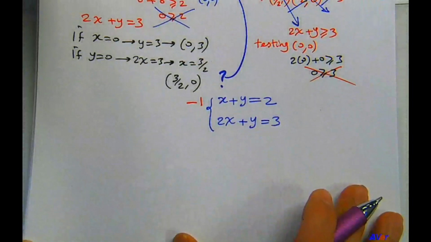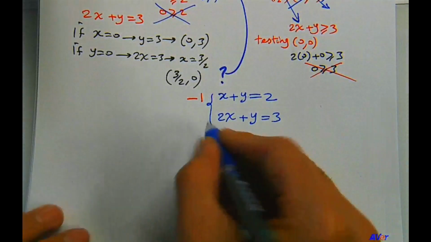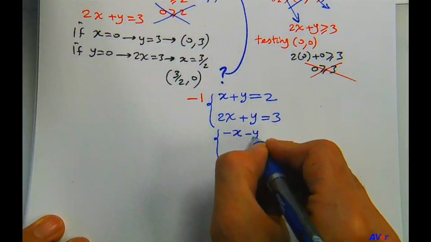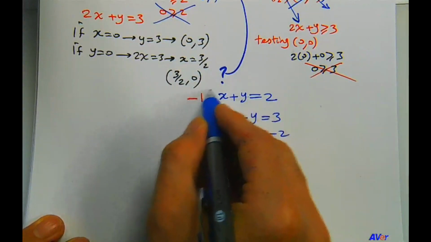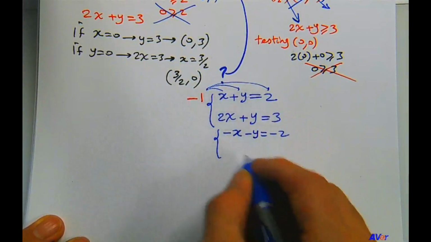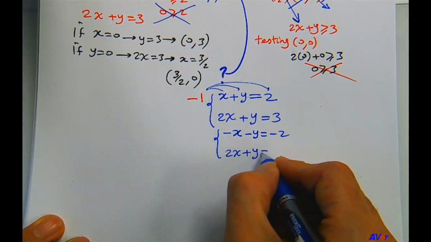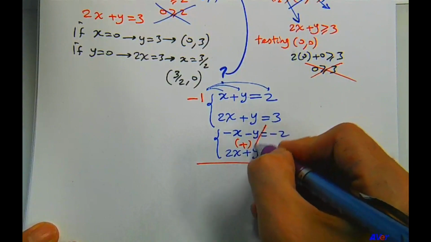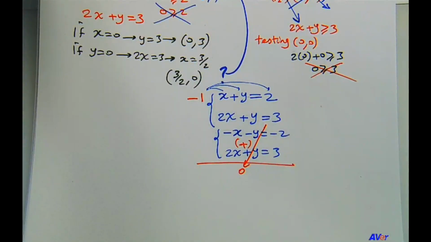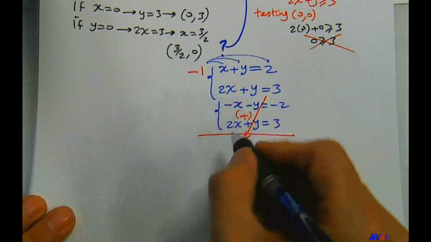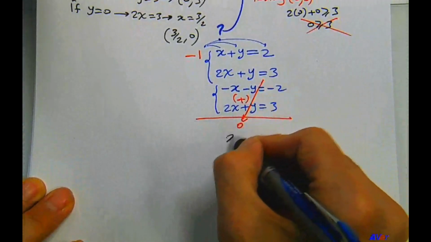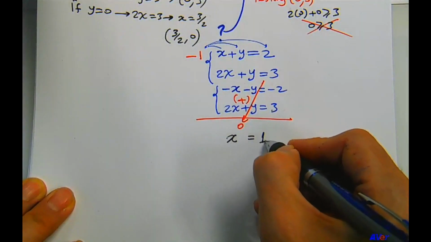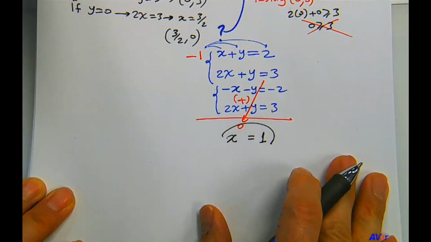I'm going to multiply the top equation by -1, and we're going to get negative x, negative y equals -2, right? Distribute this to both sides, including the 2. 2x plus y equals 3. Let's add those two. The y terms drop out. We get minus x plus 2x gives us positive x equals minus 2 plus 3, which is positive 1. So we found what x equals.